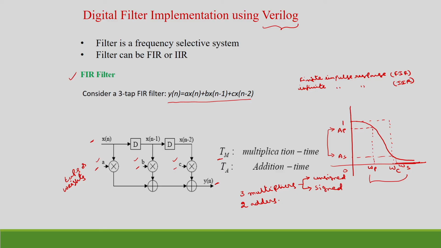But in most of the practical applications we need the signed multipliers only, because the data can be either positive or negative. Okay. But in order to better understand this filter, I will first start with the unsigned multiplier, then later the IIR filter I will implement with the signed multiplier. Okay. FIR filter I will use unsigned multiplier. Okay. One of the important unsigned multiplier is Braun multiplier.